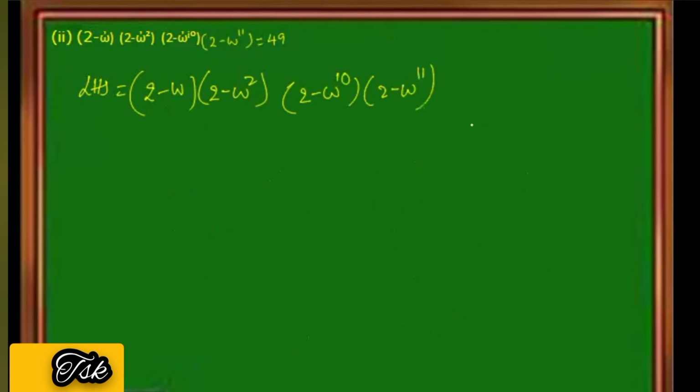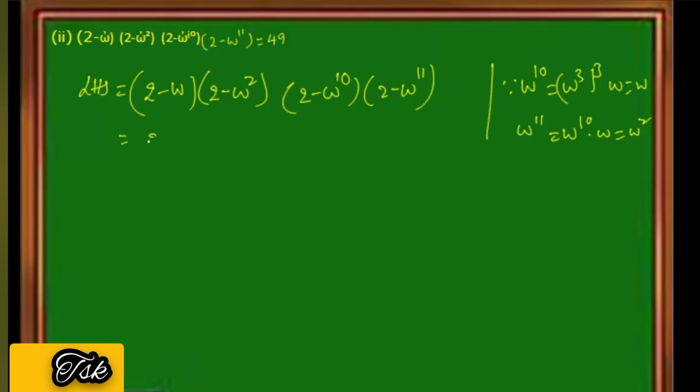Next problem. Take LHS. That is (2 minus omega)(2 minus omega square)(2 minus omega power 10)(2 minus omega power 11). Since omega power 10 is omega cube whole cube into omega, nothing but omega. Omega power 11 is omega power 10 into omega, nothing but omega square. Since omega power 10 is omega, omega into omega is omega square.